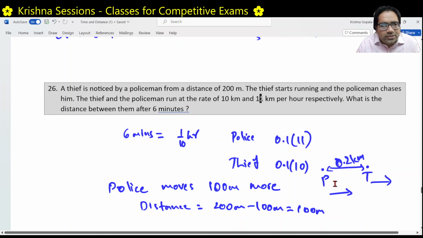If both are traveling in opposite directions, what will we do? The relative speed would be speed of police plus speed of thief. If they are traveling in the opposite direction, then it would be 0.2 by 10 plus 11.